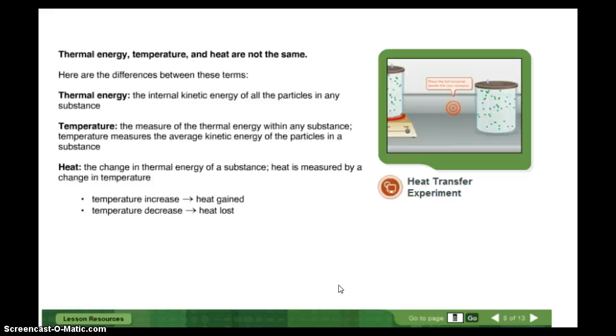Temperature: the measure of the thermal energy within any substance. Temperature measures the average kinetic energy of the particles in the substance. So how fast or how often they're bumping into each other. Heat: the change in thermal energy of a substance. Heat is measured by a change in temperature. Temperature increases, heat is gained. Temperature decreases, heat is lost.